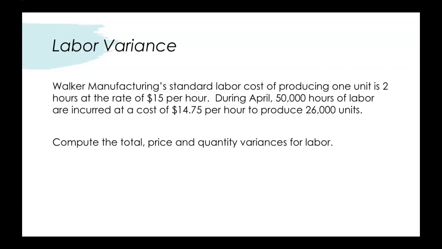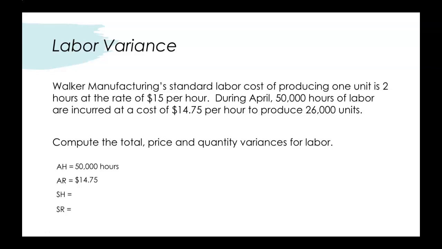Before we do that, let's define our terms. So we have actual hours, actual rate, standard hours, and standard rate. So our actual hours, how many hours did we actually incur of labor during April? That's our 50,000, right? It says 50,000 hours of labor are incurred. The actual rate, how much are we paying per hour? Well, that's our $14.75.